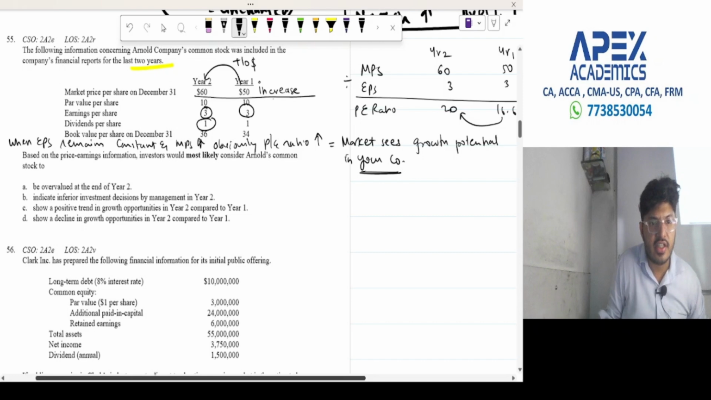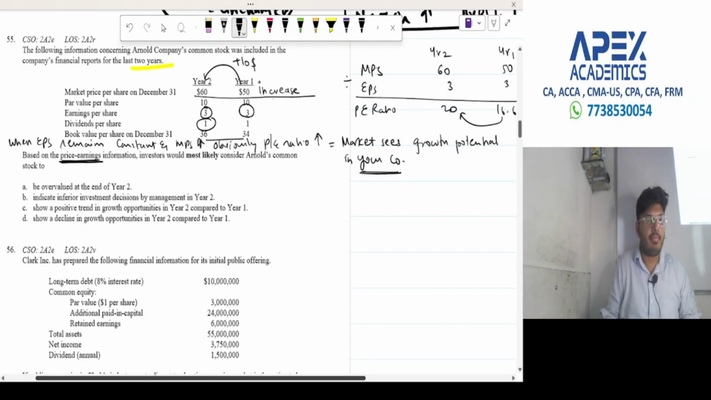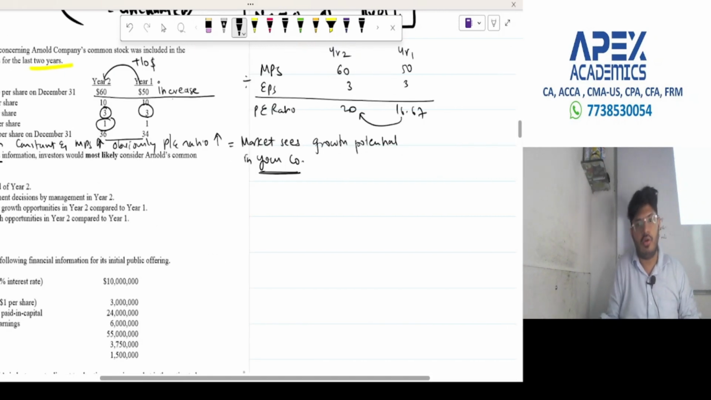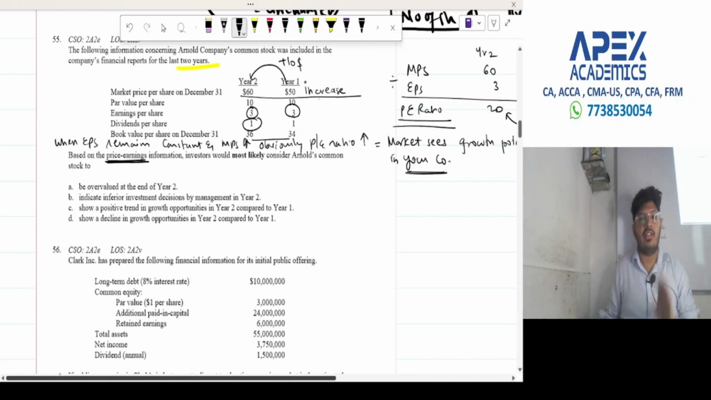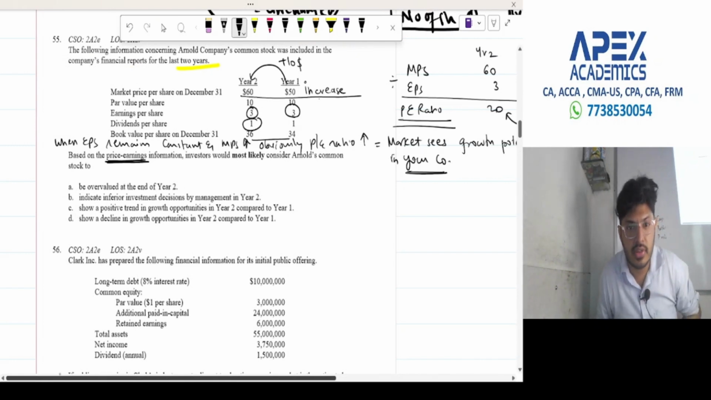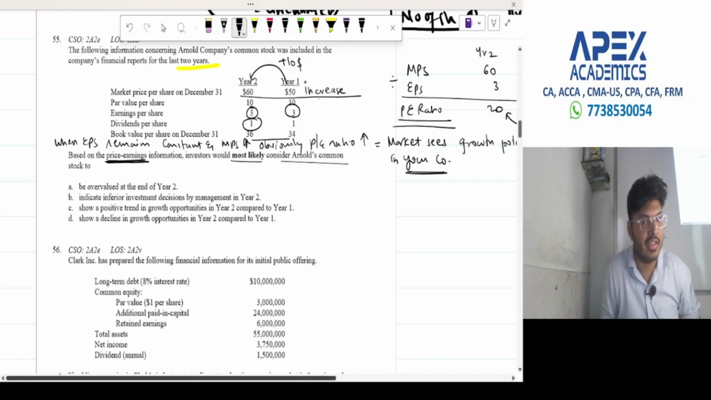Dividend per share is the same. Book value per share has increased. Based on price earning information. Based on what information? Price earning. Sir, price earning information was not given. Don't worry, we have calculated. We can see an increase in the price earnings. Yes or no? Based on price earning information, investors would most likely consider Arnold's common stock to be overvalued at the end of year 2.